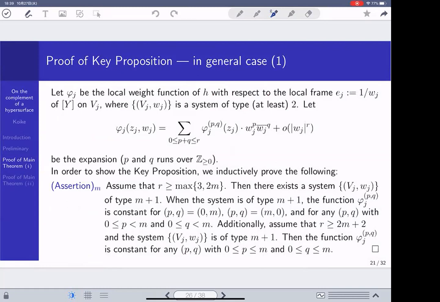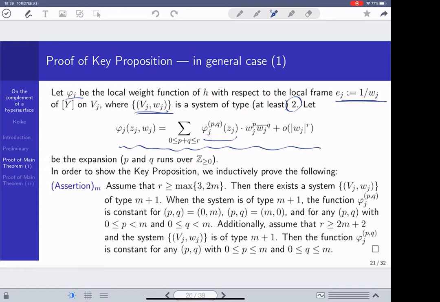Let phi_j be the local weight function of h with respect to the local frame, this one of y on V_j, where we are using a system of type at least 2 because we finished showing the existence of the system of type 2. And let this one be the expansion. The coefficient function of w bar q is phi_jpq. And key proposition.